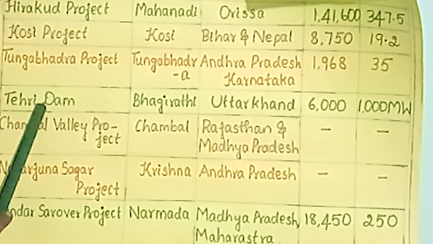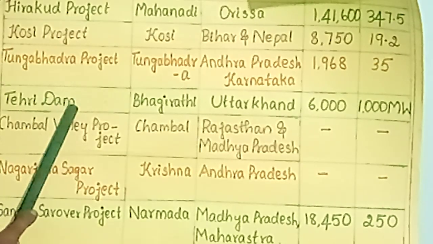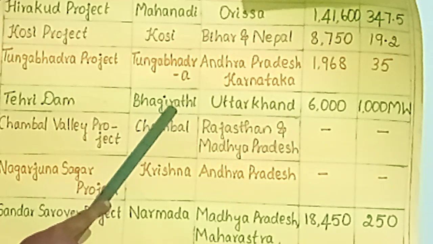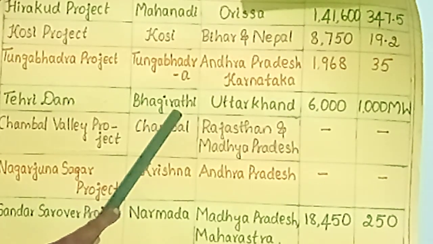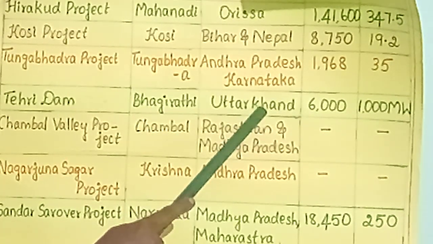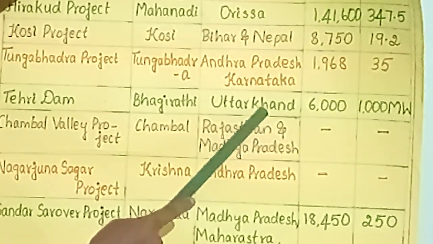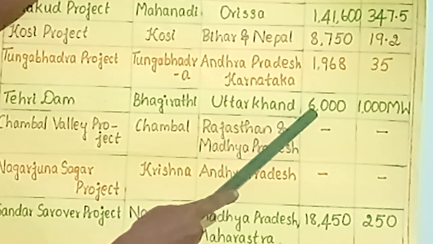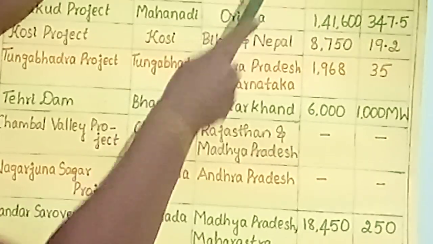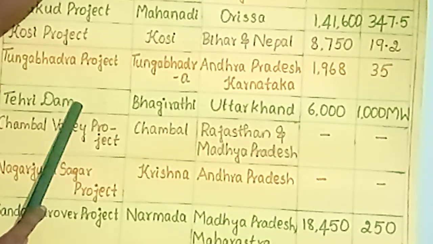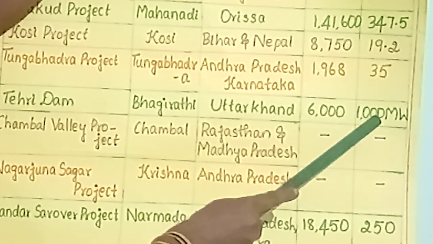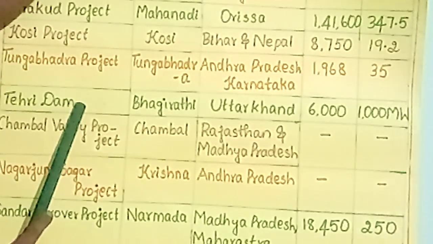Then the next one is the Tehri Dam. This dam is built across the river Bhagirathi. The benefited state is Uttarakhand. 6,000 square kilometers of area are irrigated through this dam's water, and also 1,000 megawatt electricity is produced through this dam's water.